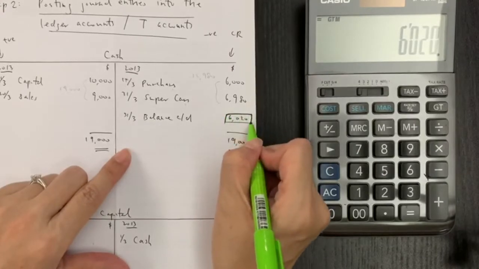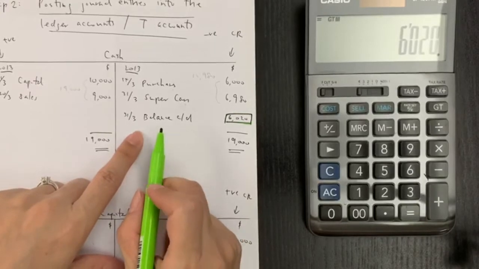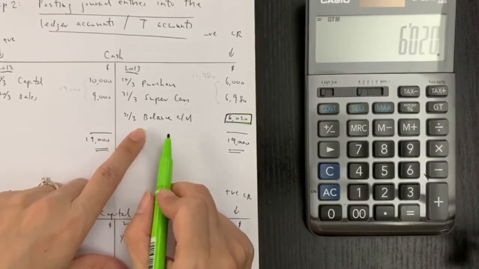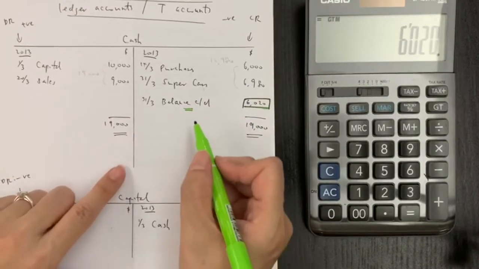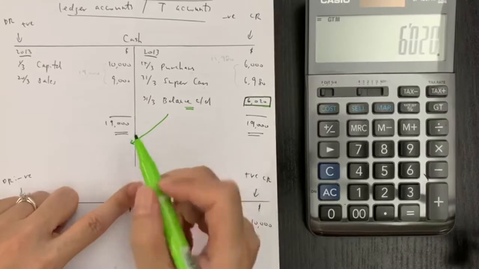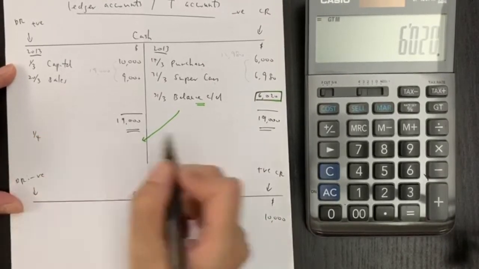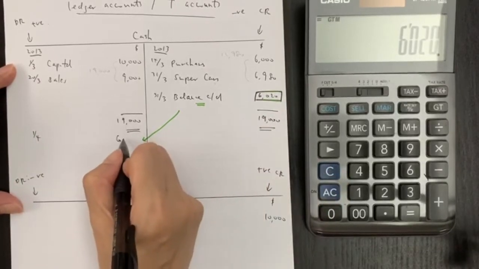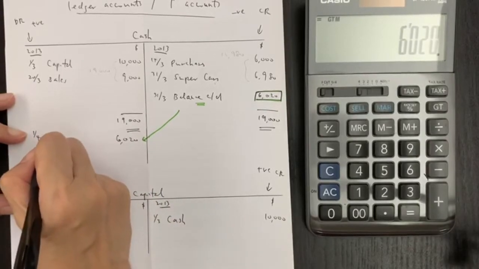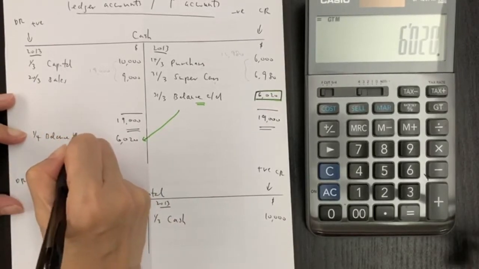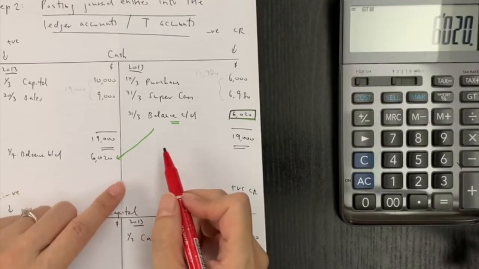This figure is very important because after the owner has run the business for a month, now the business has 6,020, and this closing balance, if you carry forward to next month, which is April, so 1st of April, you will have this 6,020 to begin with. All right, so this is balance brought down.